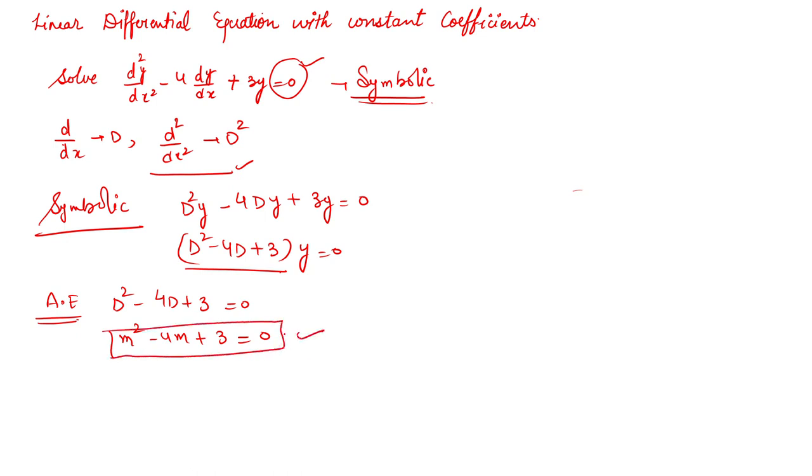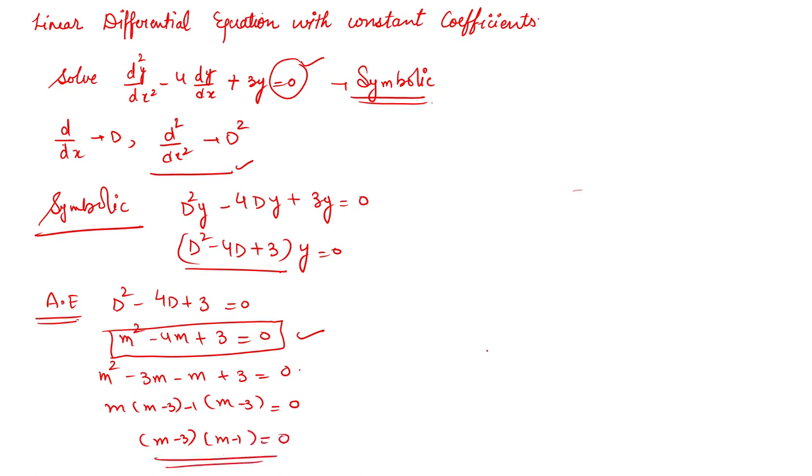How can you find the roots? You have to factorize it. What factors are possible? 3 into 1. So m square minus 3m minus m plus 3 is equal to 0. So m into (m minus 3) minus 1 into (m minus 3) equal to 0. M minus 3 can be taken as common, so (m minus 3)(m minus 1) is equal to 0. In this case, m is equal to 3 and 1.